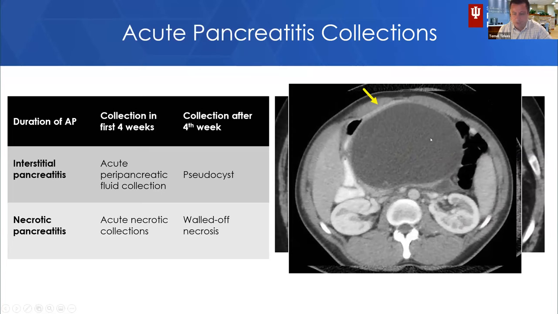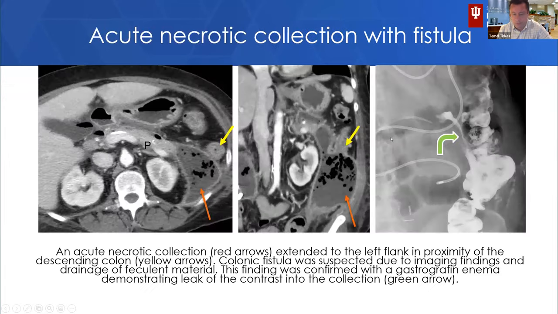After 4 weeks, we see this collection, which has a thick enhancing wall now. And when we look at the original image, it is not necrotizing pancreatitis, so this will be called a pseudocyst now. Interstitial pancreatitis, fluid collection after 4 weeks is a pseudocyst. I will talk more about the complications of acute pancreatitis because we see these almost in every pancreatitis case, unfortunately. It is not something that should be overlooked.